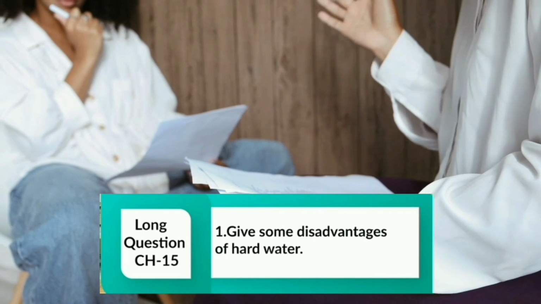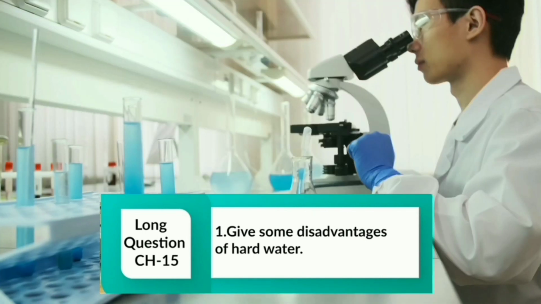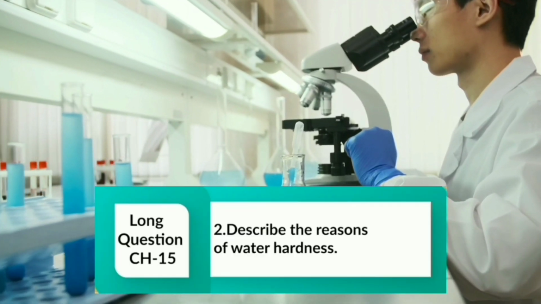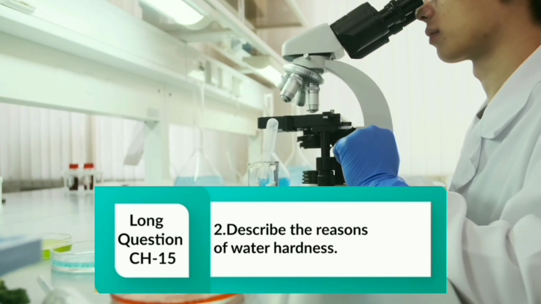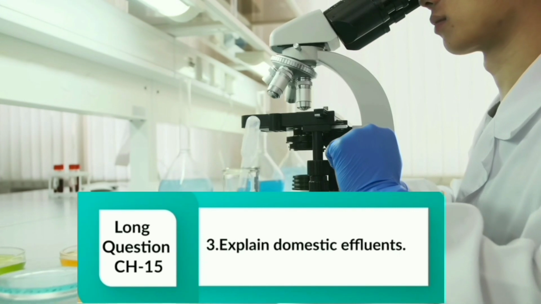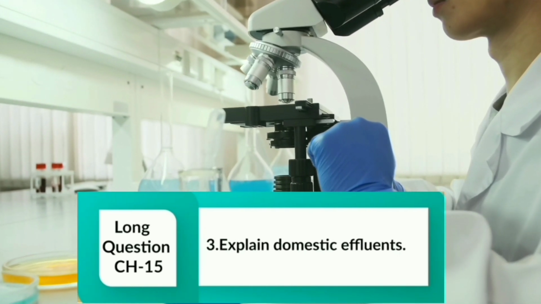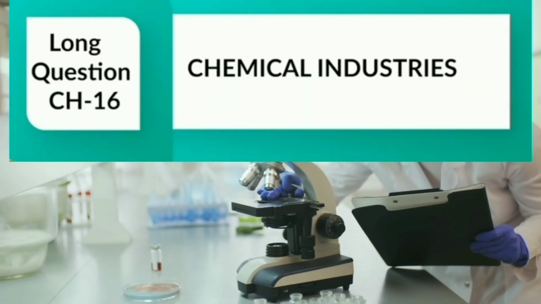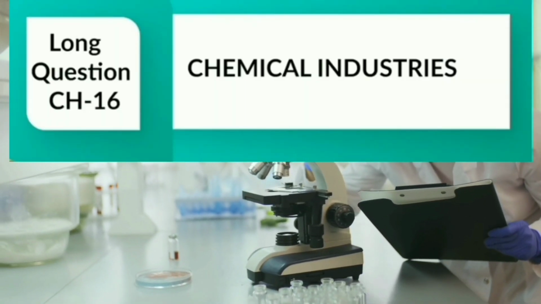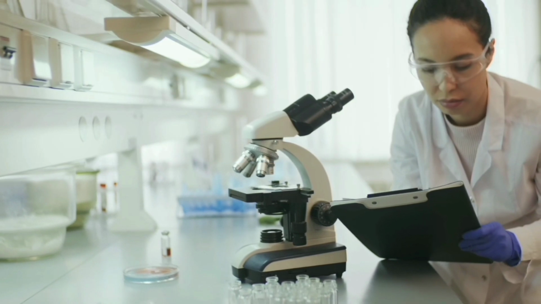Question number 1 is, give some disadvantages of hard water. Second is, describe the reasons of water hardness. Third is, explain domestic effluents. Now the next chapter is 16, which is chemical industries.